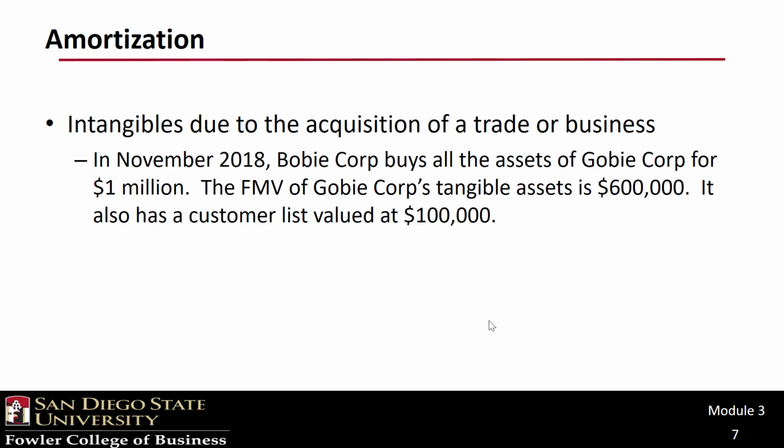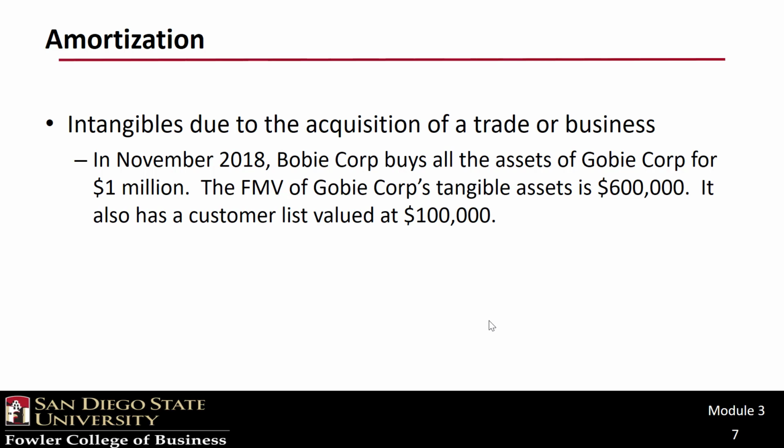There are special rules related to the amortization of intangibles acquired as part of the acquisition of an entire business. These are commonly called Section 197 intangibles. Can you guess which code section defines them? That's right, Code Section 212. No, just kidding. Of course it's Code Section 197.